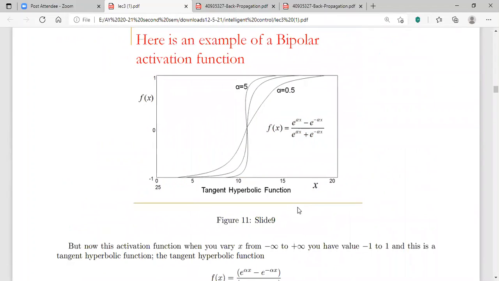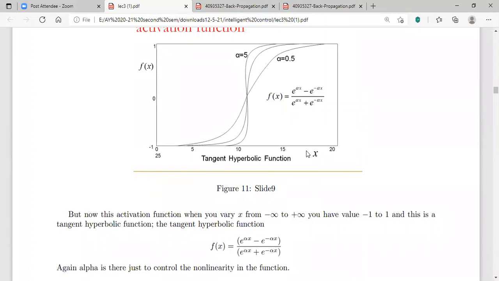Okay, you can consider any other bipolar activation functions. Sample bipolar activation function is given as f of x is equal to e power alpha x minus e power minus alpha x divided by e power alpha x plus e power minus alpha x. Your x is varying between minus infinity to plus infinity, which is having a value of minus 1 to 1. This function is also the tangent hyperbolic function.